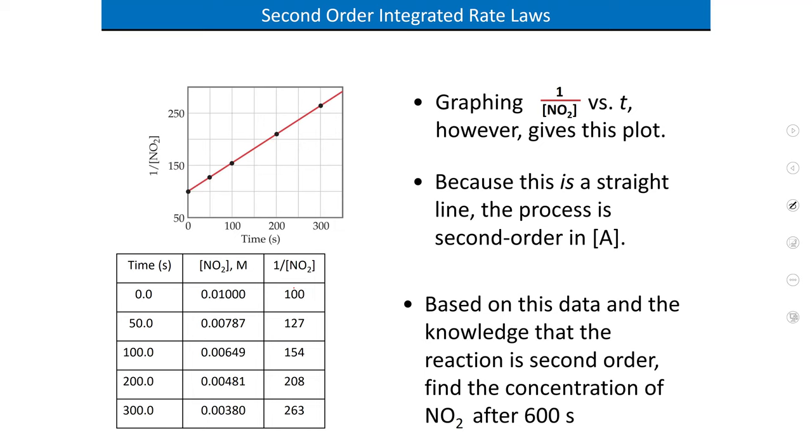And so in this case, when we plot this and get a straight line, there's not that negative term, but the slope of the line is still k. So if we know that the reaction is second order, we can figure out concentration after 600 seconds, after however many seconds we want. We just have to have the right information. And I'm not going to find the slope by hand to get k.